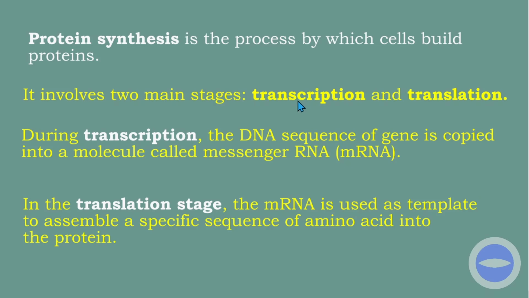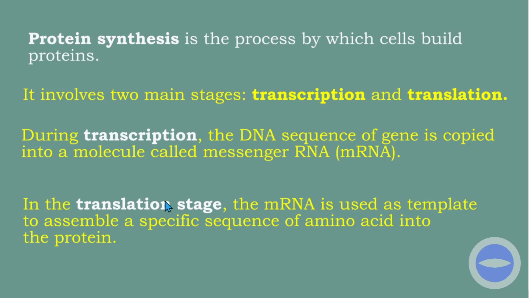To explain those stages, during transcription, which is the first stage, the DNA sequence of a gene is copied into a molecule called messenger RNA or mRNA. We have talked about mRNA in a previous video. So what happens in transcription? Information is taken from the DNA by the mRNA molecule. It takes place in the nucleus.